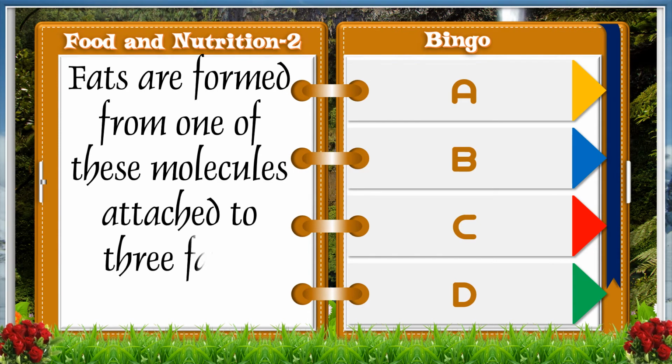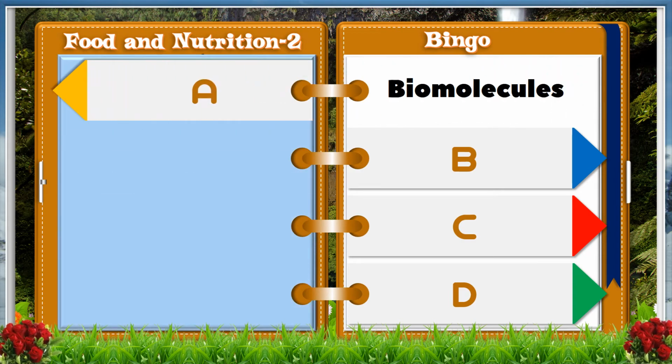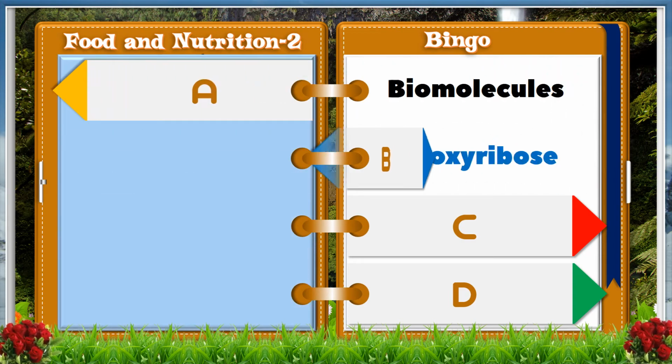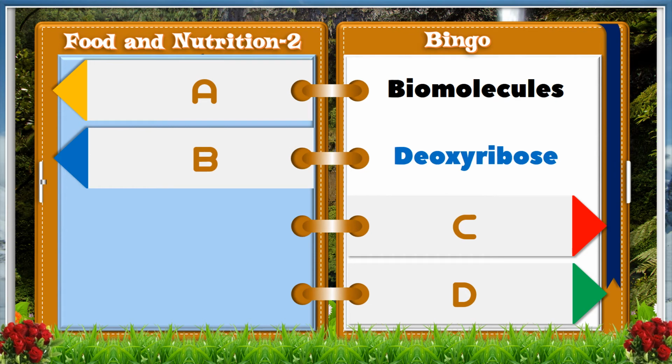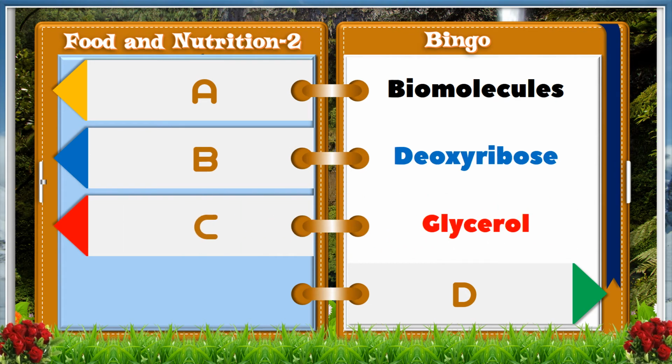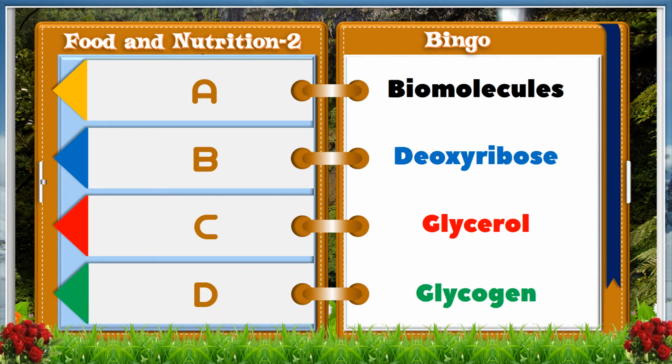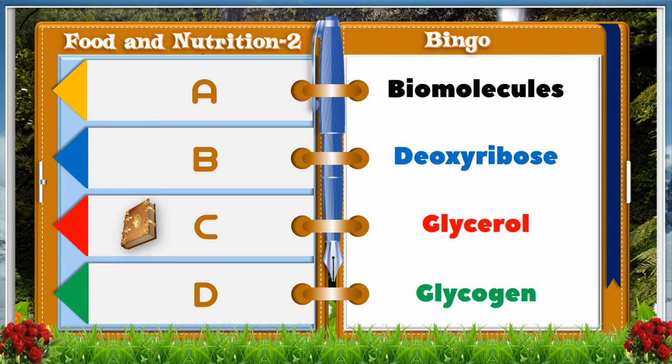Fats are formed from one of these molecules attached to three fatty acids. A, biomolecules. B, deoxyribose. C, glycerol. D, glycogen. And the answer is C, glycerol.